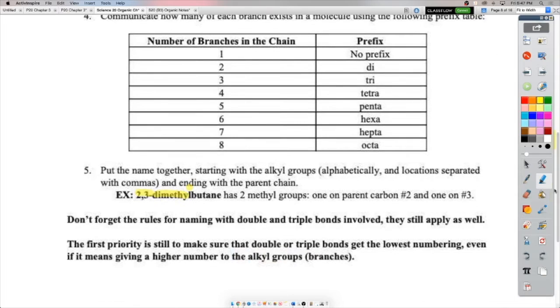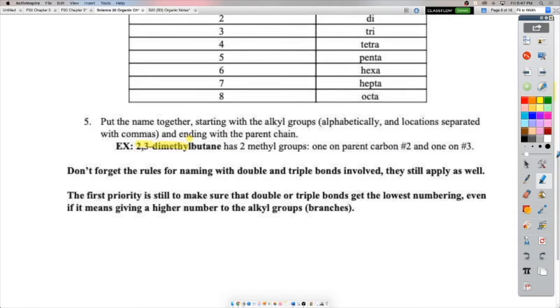And then on the second and the third carbon, there is a methyl group. The di means there's just two methyl groups overall. So dimethyl tells us somewhere on this butane there are two methyl groups. Where? 2, 3, okay, on the second and the third carbon. So this is just kind of one example. We will do many, but that's one, okay?